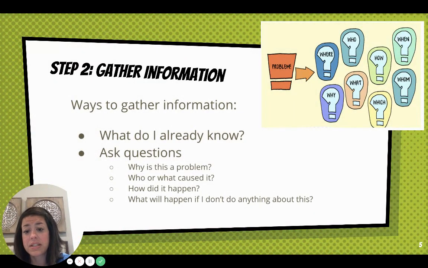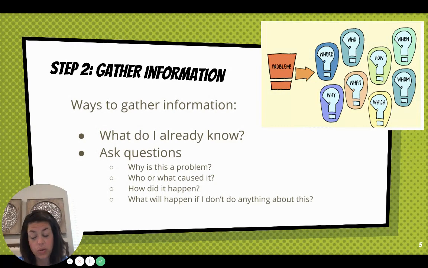The second step is to get information, like figure out why this is a problem. Who caused it? What caused it? How did it happen? What will happen if I don't do anything about it? Just figure out all the information you can. As teachers, that's the first thing we always do when someone comes to us with a problem. We're always going to ask you, okay, what's wrong? What happened? Did somebody do something to you? Is somebody being unkind to you? And then we'll figure out how we're going to solve it. So we're going to gather information.